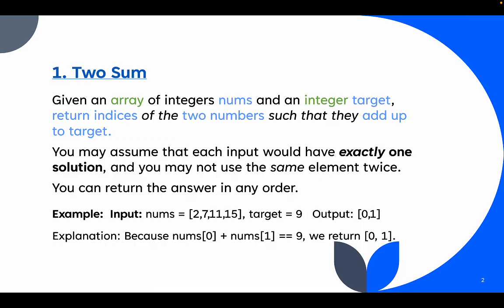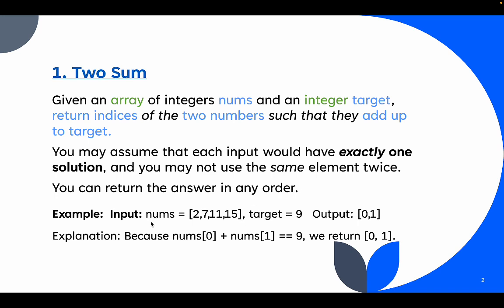So basically we are given an array of integers, nums, and an integer target. We need to return the indices of the two numbers such that they add up to target. You may assume that each input would have exactly one solution, and you may not use the same element twice. You can return the answer in any order.